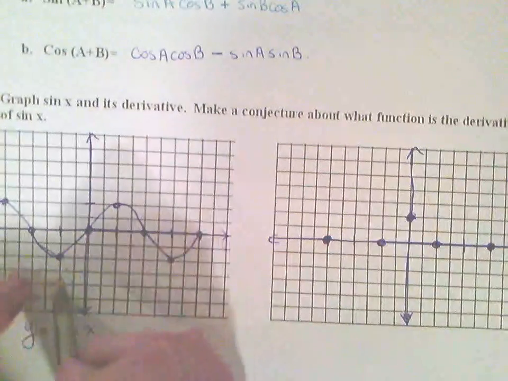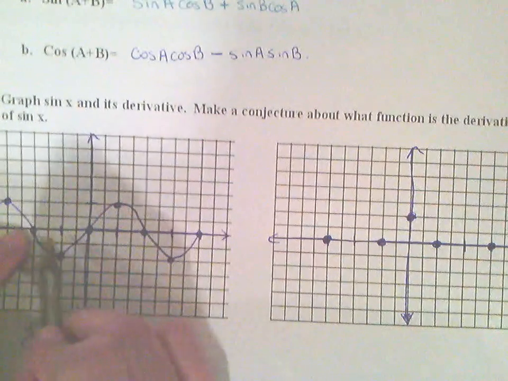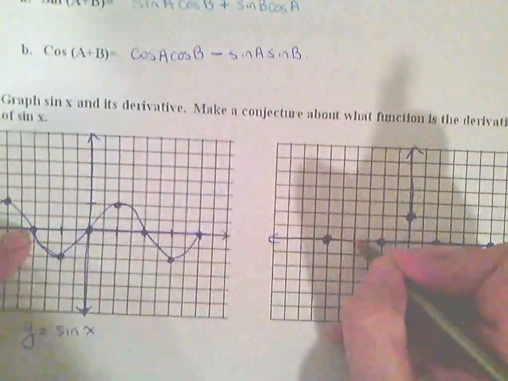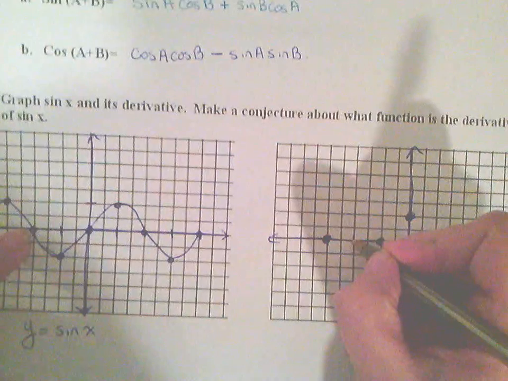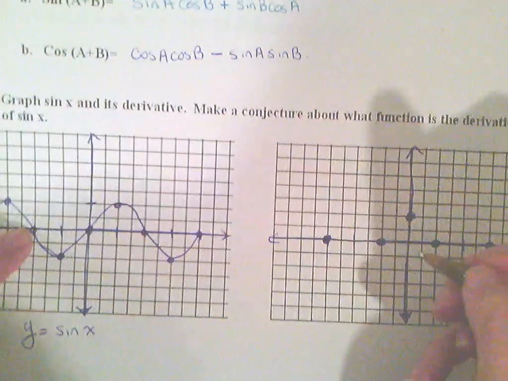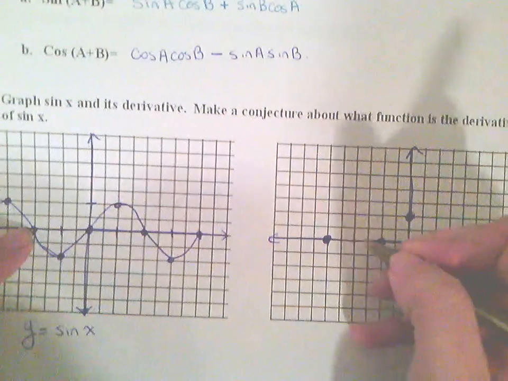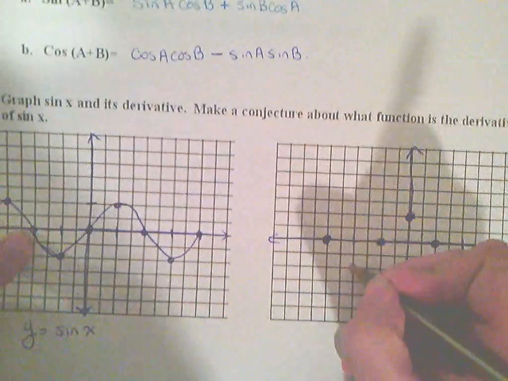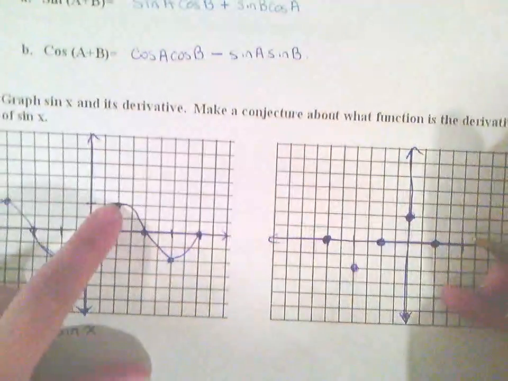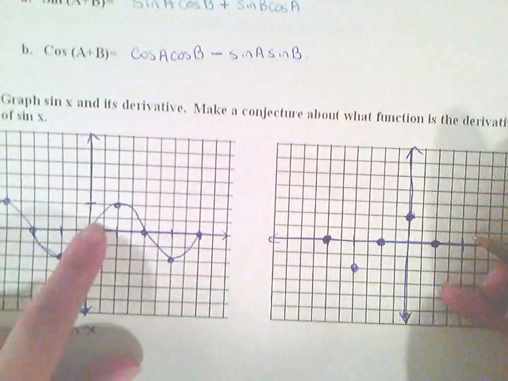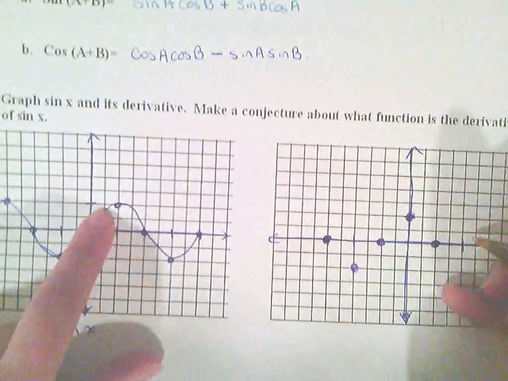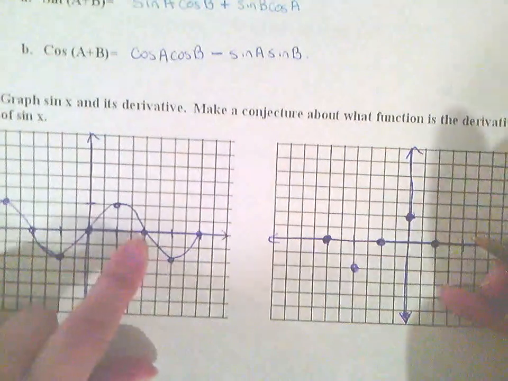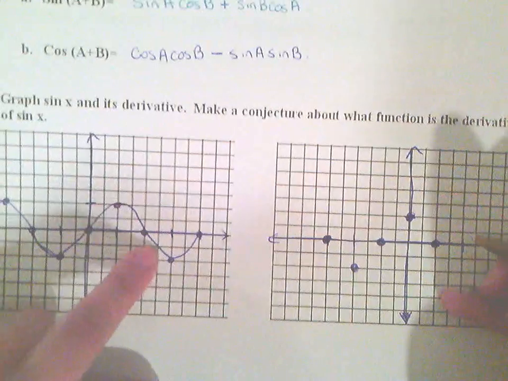And the same thing is going to happen here. So at negative pi, it's going to be 1. Or sorry, at negative pi, it's actually going to be negative 1, because it's a negative slope. So negative 1. And then at 0, it's going to be a positive slope, so it's 1. And then at pi, it's also going to be a negative 1.